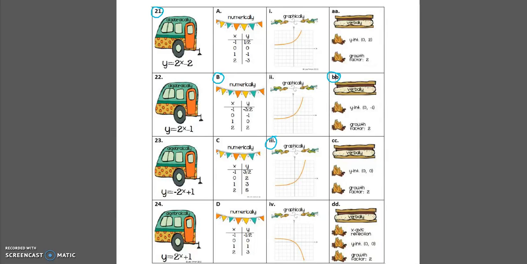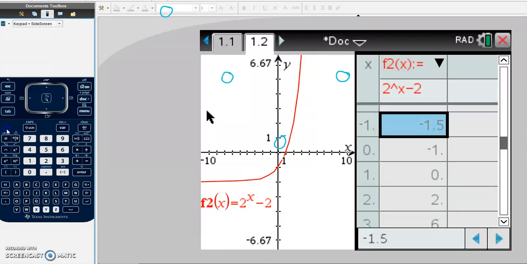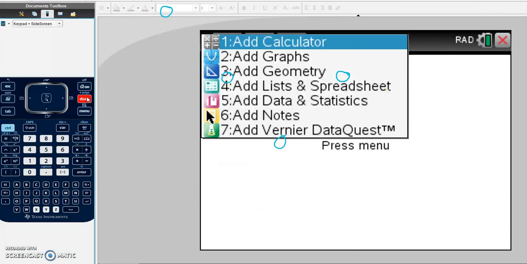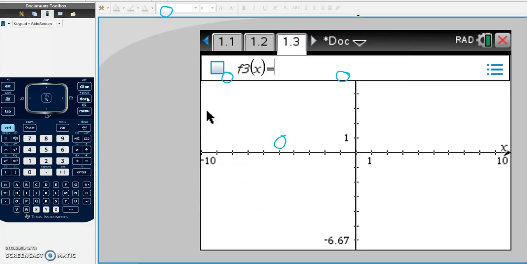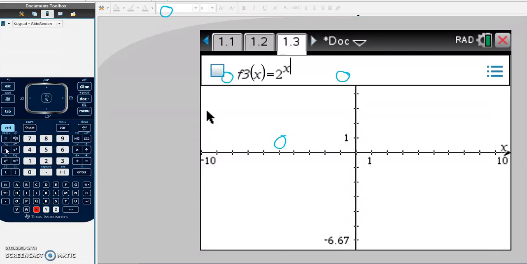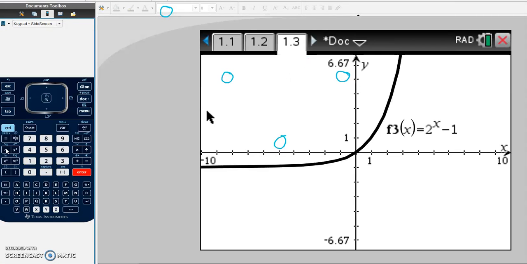All right, let's try the next one. We'll do another color. So it is y equals 2 raised to the x power -1. Okay, let's go back to the graph. Okay, I'm going to do another document. So Control Doc, oh sorry, another page to get to a new page. All right, so I'm adding a graph again. Ignore the circles, please. That's from our other paper. So it's going to be y equals 2 raised to the x power, and then -1. Okay, let's see what that looks like.